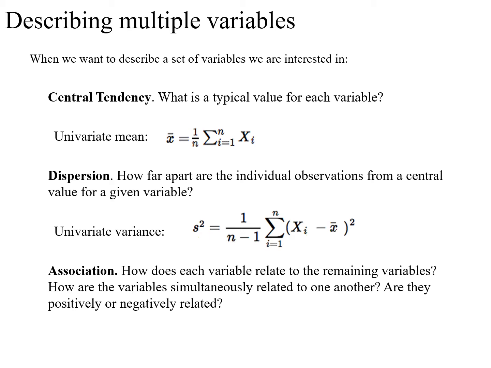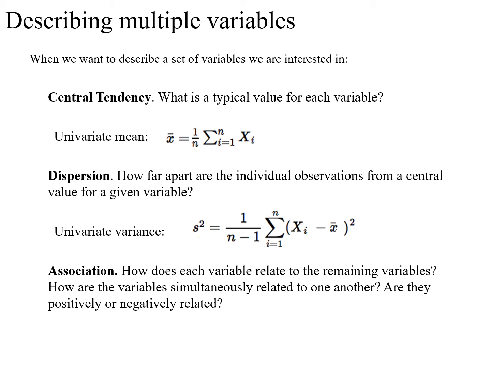So how do we describe variables in a multivariate data set? Well, some of the things we're interested in are the same things as we'd be interested in with univariate data. That is, for each variable, we're interested in the univariate mean, x bar, and the univariate variance, s squared. And those are indicators of the central tendency and dispersion of the particular variable.